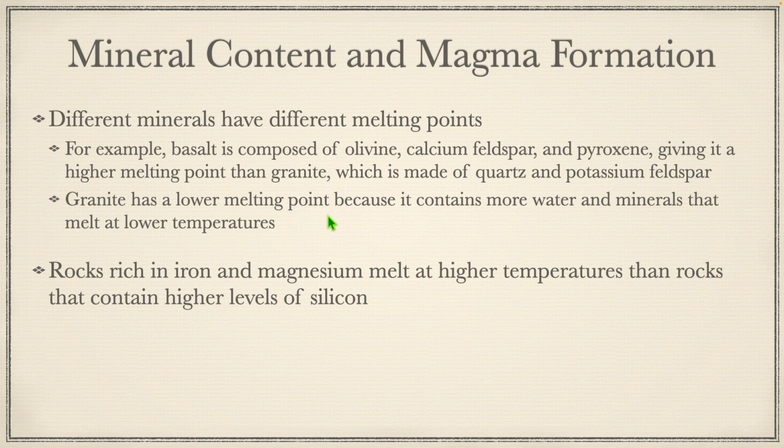So granite has a lower melting point because it contains more water as well, and minerals that melt at lower temperatures. In general, rocks rich in iron and magnesium melt at higher temperatures than rocks that contain higher levels of silicon, or silica. So higher levels of silicon and silica basically is going to have a lower melting point. Rocks that have a lot of iron and magnesium, usually darker colored rocks, tend to have higher melting temperatures.